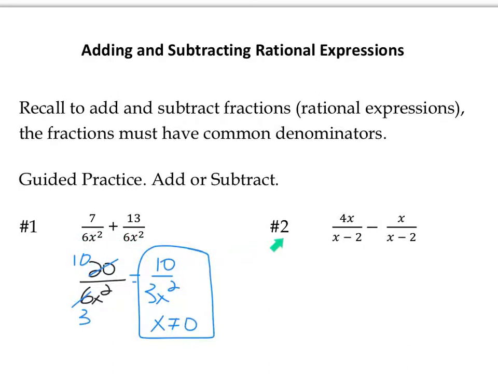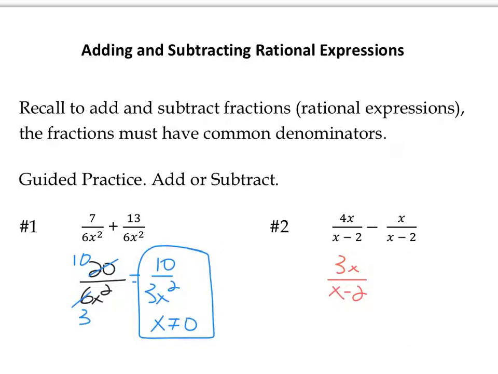Okay, now I look at number 2, and I still have a common denominator. X minus 2 is the same denominator in both of those fractions. So I can do 4x minus x. No, we're subtracting. 4x minus x is 3x over x minus 2. We cannot reduce this. Do not cancel out the x and the x. X is not a factor in the denominator. So that would be our answer from subtraction.